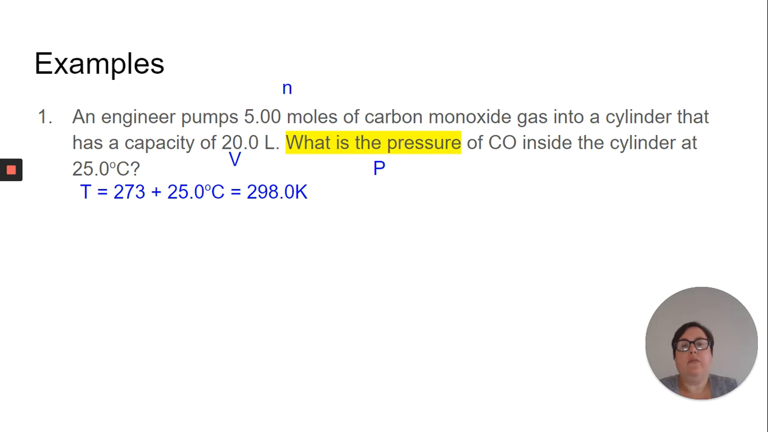Now, because we have 1 pressure, 1 volume, 1 temperature, and an amount, then we are going to use PV equals nRT, which means we need to have our units very specific. N has to be in moles, and it is, so we don't need to convert. Volume has to be in liters. It is, so we don't have to worry about converting. And then temperature, of course, is in Kelvin, which it is, because we've already converted that.